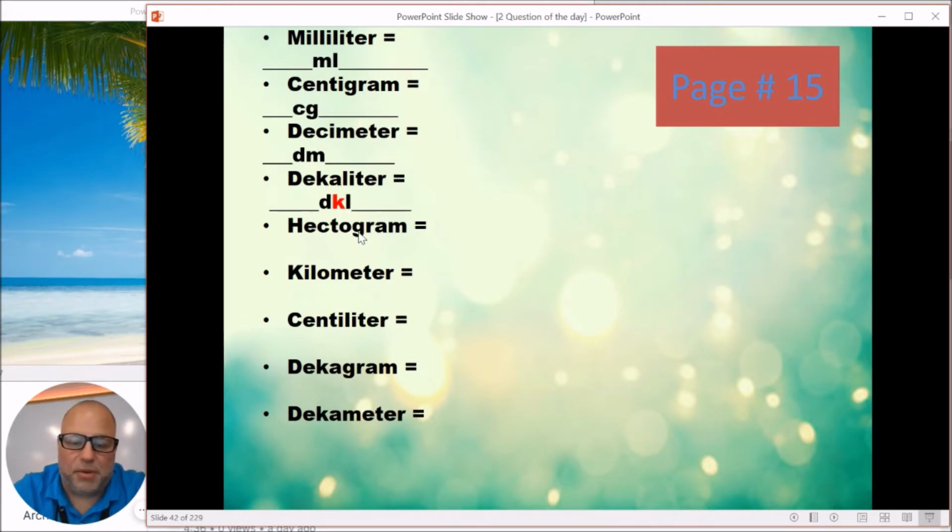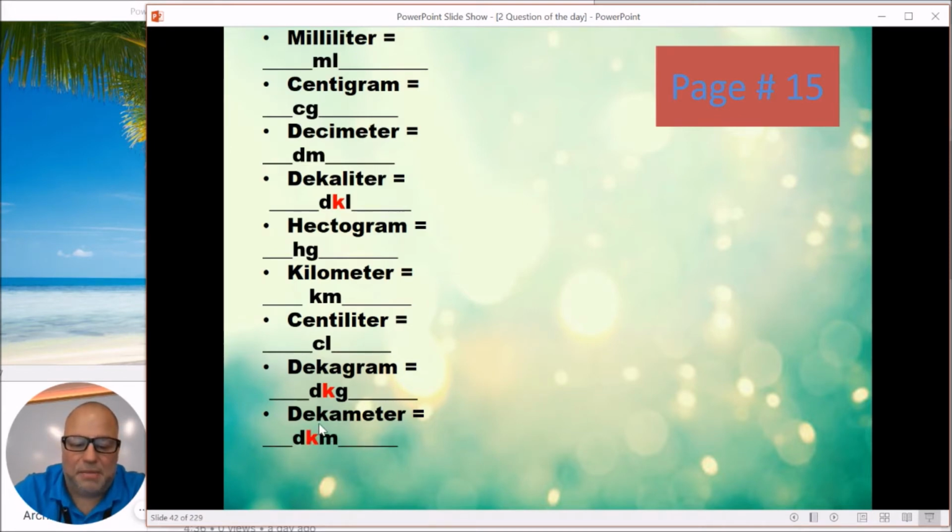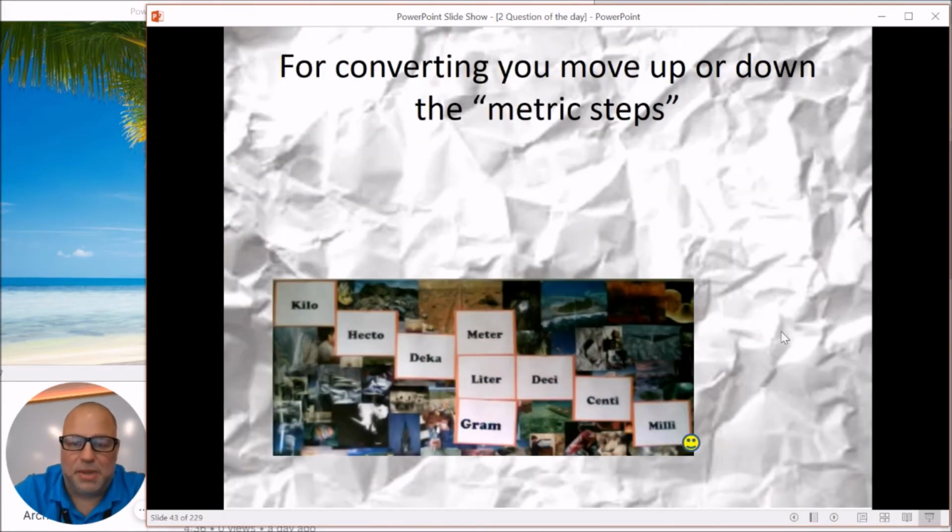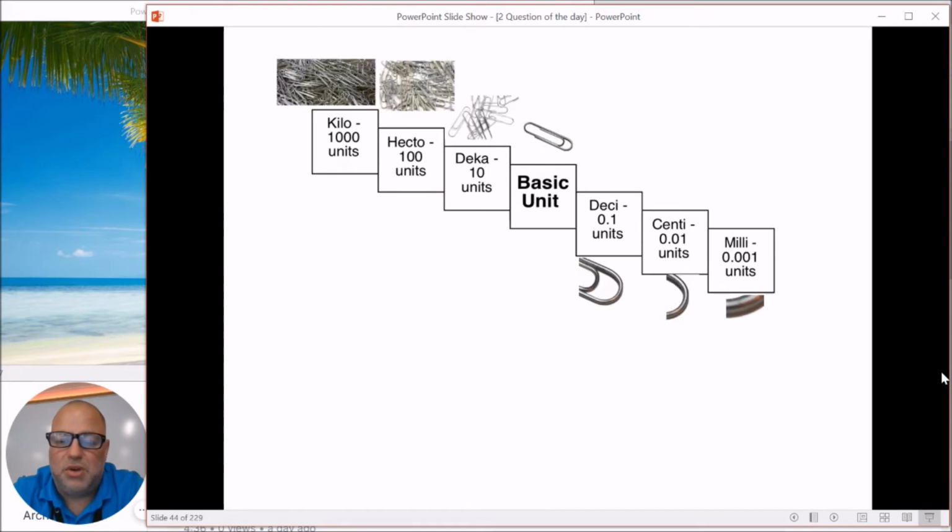But for all the other ones, like hectogram, hg; kilometer, km; centiliter, cl; decagram, be careful with this one, dkg; and decameter, dkm. So whenever it's deca, there's an extra step in there. All we're doing for converting is taking this little decimal, wherever it's at, and moving it up, like in our little picture right here, or moving it down. That's the only thing you really have to remember when converting those units.